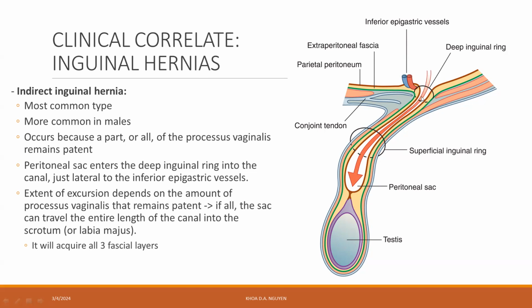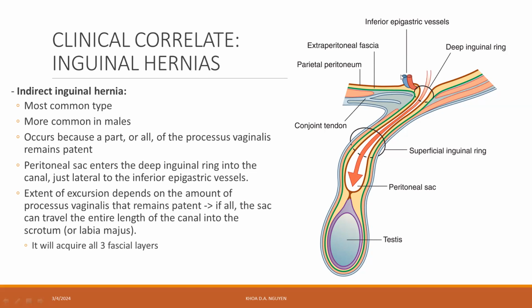Now, notice here something that is very important. We talked about before that the deep inguinal ring lies more laterally to the inferior epigastric vessels, right? So now, one of the points that we can use to distinguish between an indirect inguinal hernia and a direct inguinal hernia is this. An indirect inguinal hernia always happens lateral to the inferior epigastric vessels. The direct inguinal hernia, on the other hand, happens medial to the inferior epigastric vessels, okay?